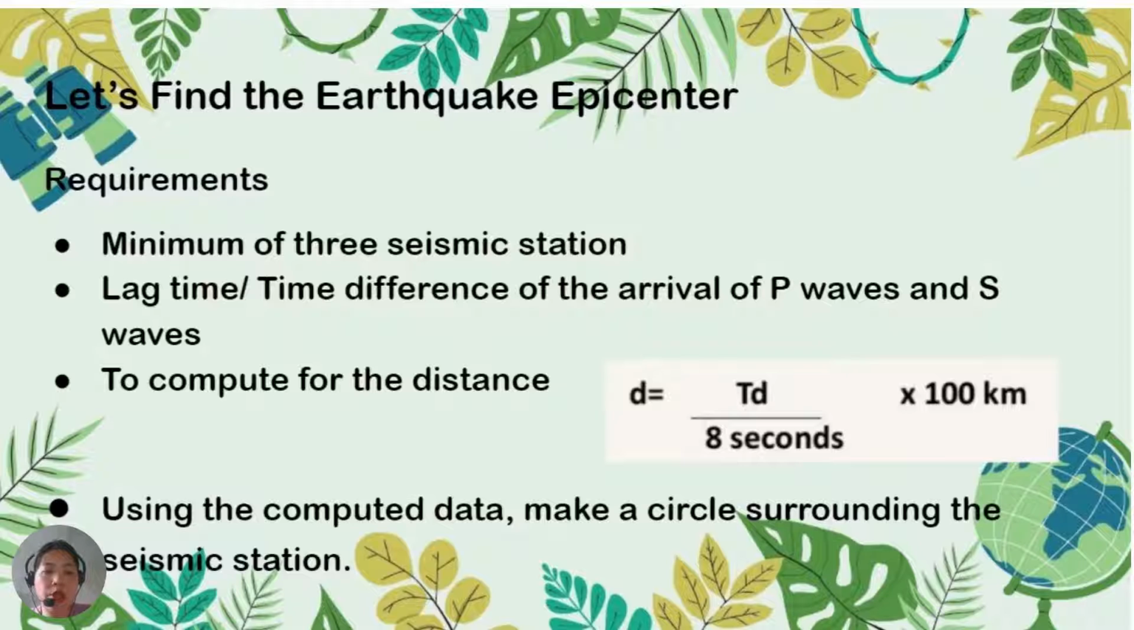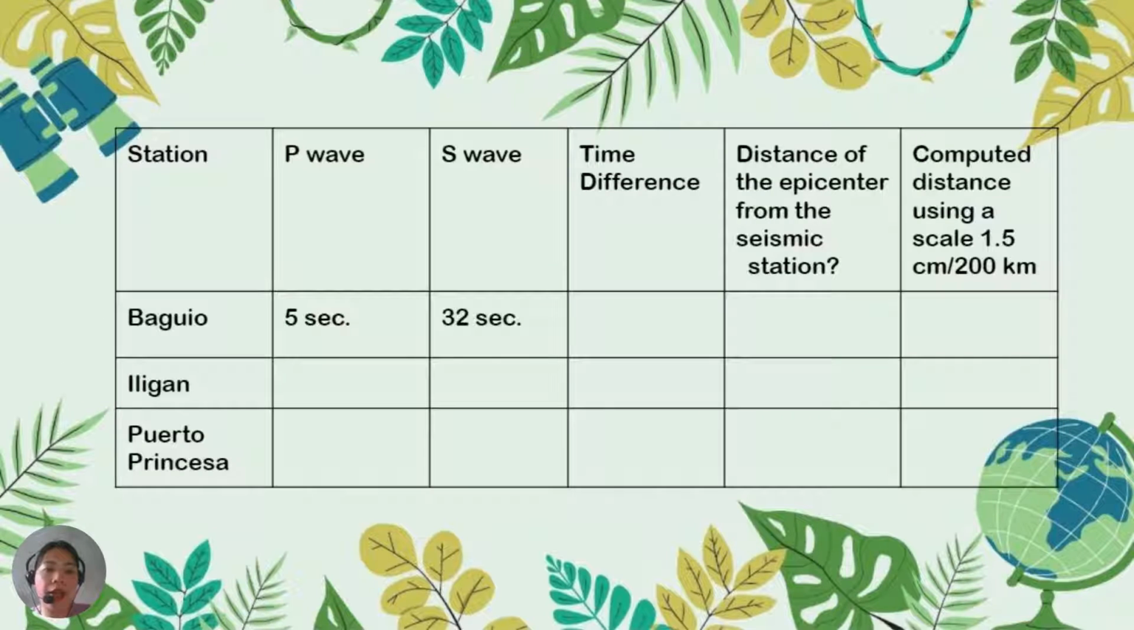epicenter from the seismic station, you need to use the formula: distance is equal to time difference over 8 seconds times 100 kilometers. And then using the computed data, make a circle surrounding the seismic station. Let's try the 3 stations in Baguio, Iligan, and Puerto Princesa.